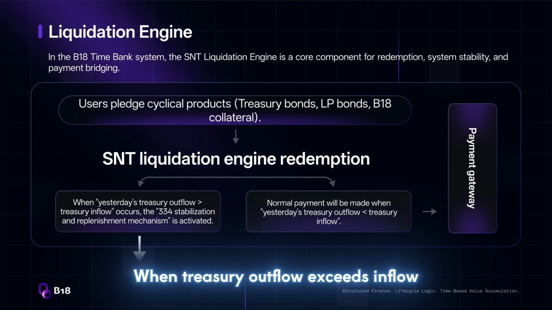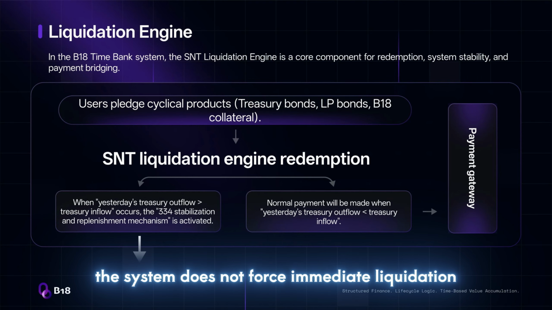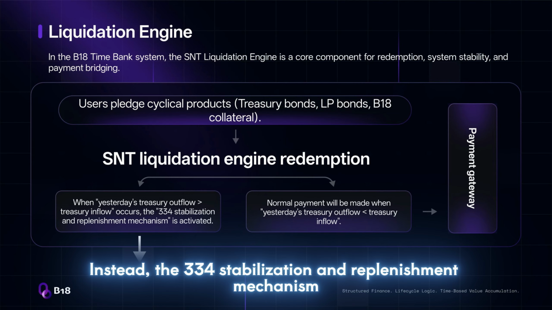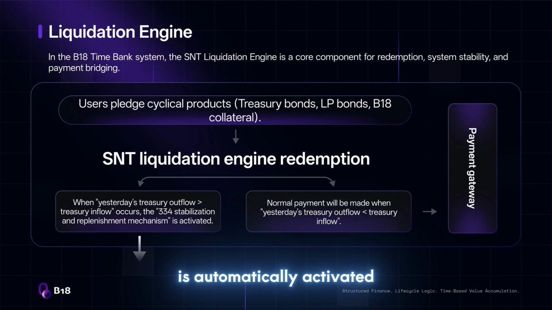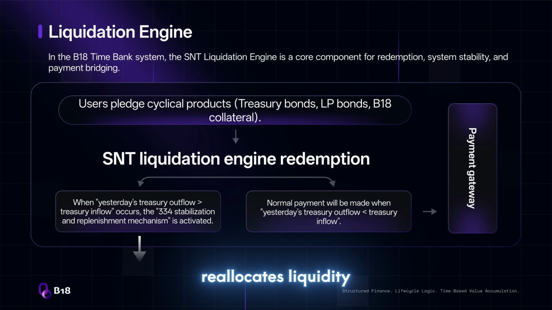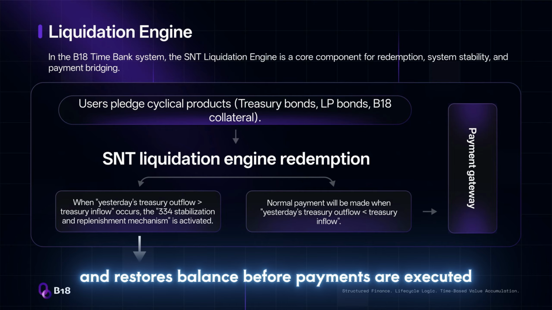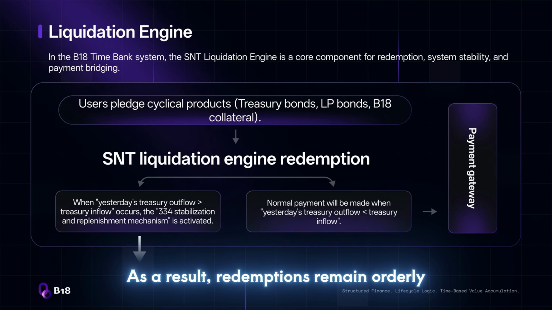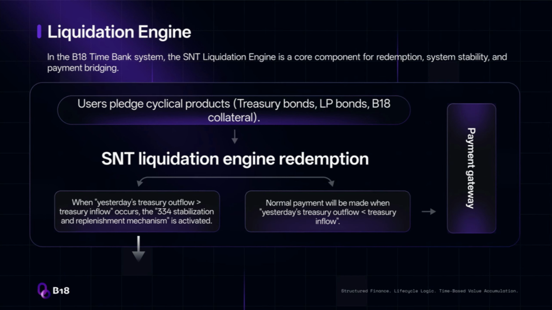When Treasury outflow exceeds inflow, the system does not force immediate liquidation. Instead, the 334 stabilization and replenishment mechanism is automatically activated. This mechanism absorbs pressure, reallocates liquidity, and restores balance before payments are executed. As a result, redemptions remain orderly, predictable, and systemically protected.